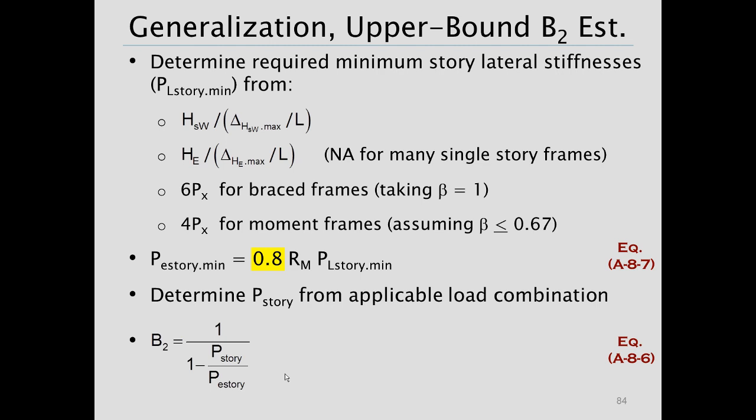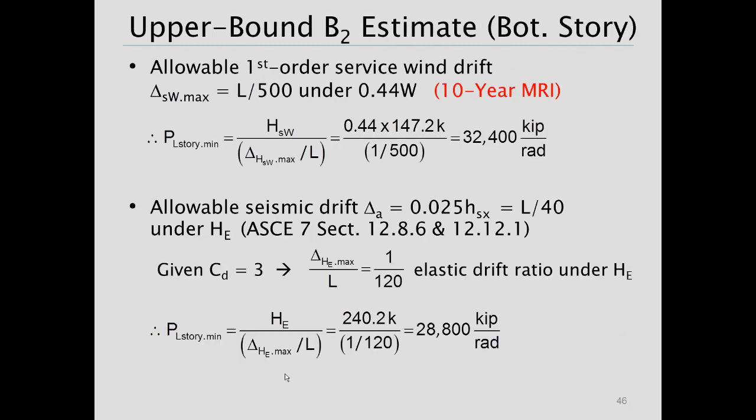Okay. And then I want to jump back real quick to slide 46. Where you look at a maximum allowable first-order service wind drift L over 500 under 0.44 W. Can you clarify where that 0.44 factor is coming from? Okay. Yeah, if you go to the wind load maps in the back of ASCE 7 for the 10-year mean recurrence interval, and then if you basically do your wind load calculation for those versus the wind load maps for the required strength design wind load, you'll get a ratio of 0.44.